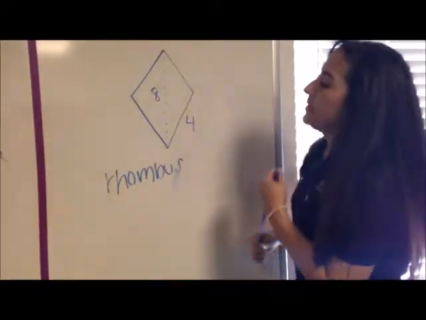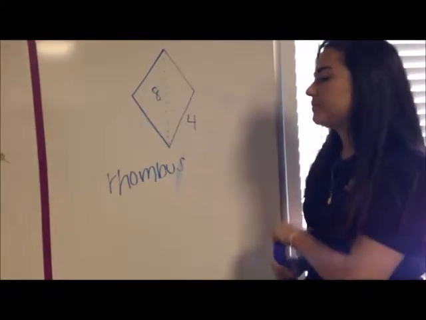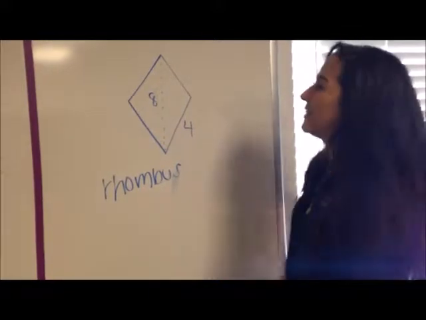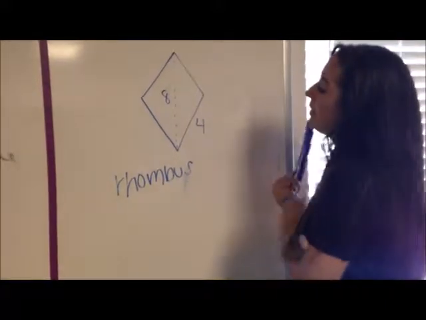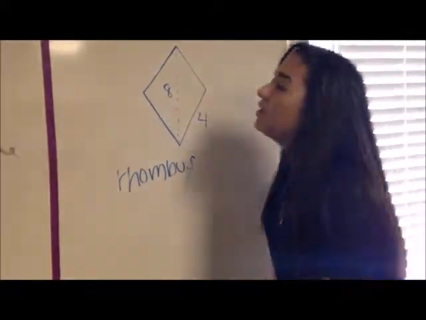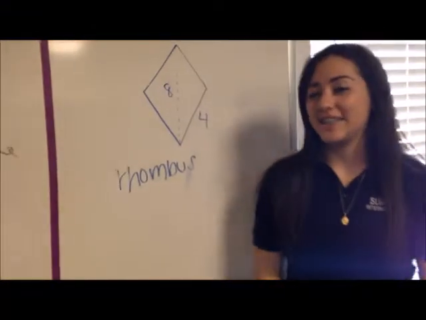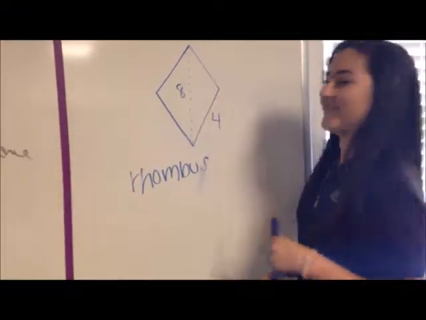So for number 7, we had to find something around this. So what we did was we drew a rhombus, and you have to multiply the base times the height. So 8 times 4 is 32. So that's the area of the rhombus.